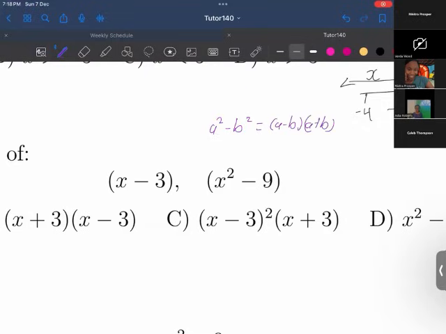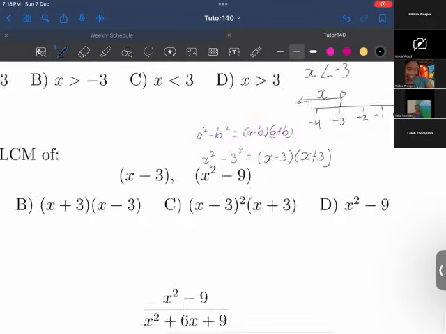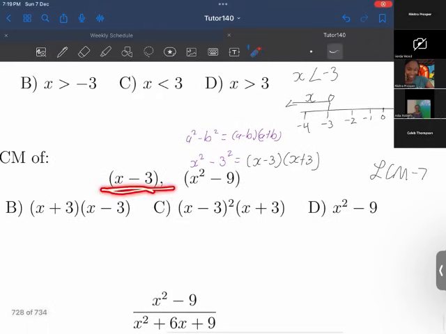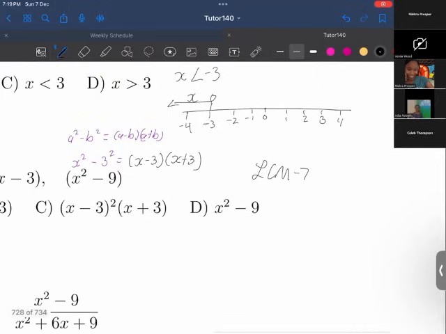So this question you see here, that's x squared minus 3 squared. 3 squared is 9. So that would be equal to x minus 3, x plus 3, right? So our LCM, if you want to find our LCM, just take in all the stuff, but don't take repeated things. So this one here has x minus 3. So we're going to take the x minus 3 from that, right?